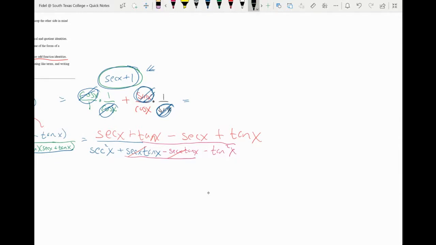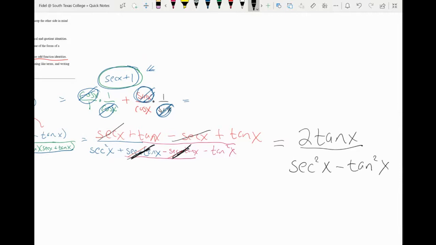Okay. So let me ask you a question. Do you agree with me that this secant x and that secant x will cancel out? How many tangents do we have on top? So look what we're going to write. We're going to write 2 tangent of x. On the bottom, since this piece here and this piece here canceled, all we're left with is secant squared x minus tangent squared x.